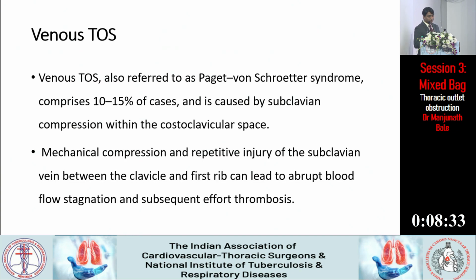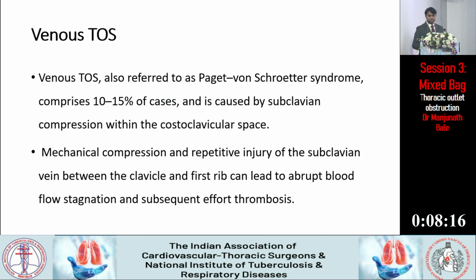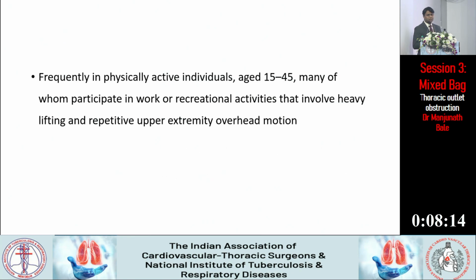The second most common type is venous TOS, where the subclavian vein is compressed, mostly within the costoclavicular space. There is a mechanical compression and repetitive injury of the subclavian vein. And once there is repetitive injury, what happens is there is development of a thrombus. So it's also called Paget-von Schroetter syndrome. This is more frequent in young patients who are physically active. They are more common in males, and patients who are doing weightlifting and come with repetitive upper extremity overhead motion.